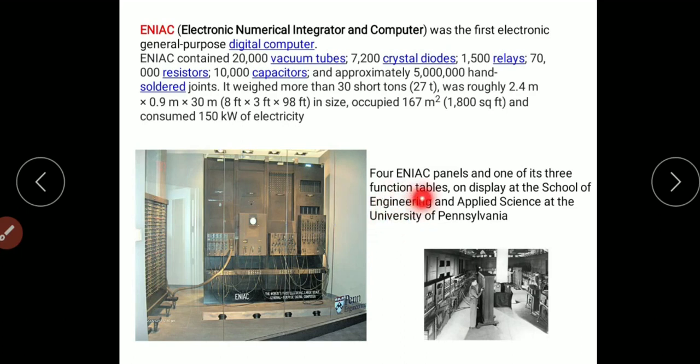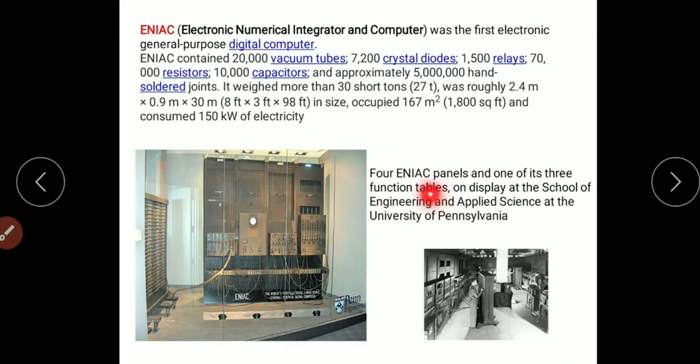So what are the drawbacks? Area: it occupies more area. Speed: it can do only very small arithmetic and logical operations and the speed is very low. And power consumption is very high, it consumes more electricity. So these are the disadvantages. That's why the transistor was invented. Then these vacuum tubes were replaced by transistors.